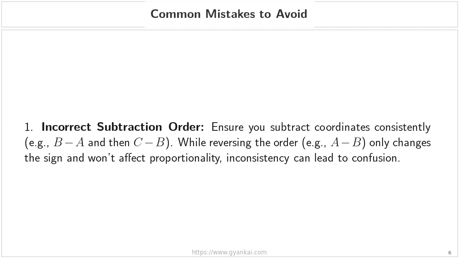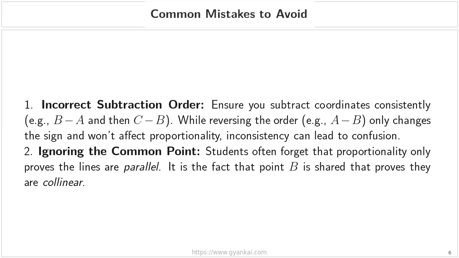Now, don't panic if you accidentally do A minus B instead. Mathematically, this only changes the sign of the numbers, and since we're checking for proportionality, the constant k will simply change sign, so it won't break your final answer. However, being inconsistent, like mixing up the order between the two segments, is a recipe for confusion and unnecessary mistakes.